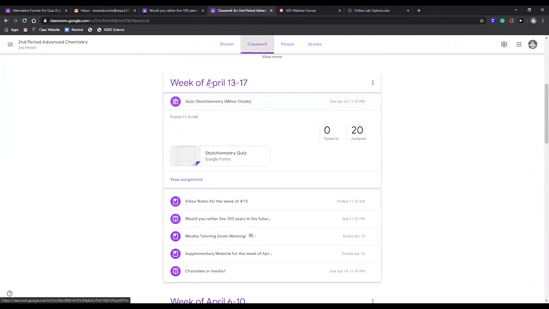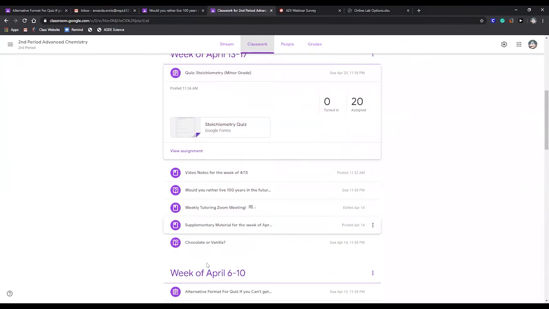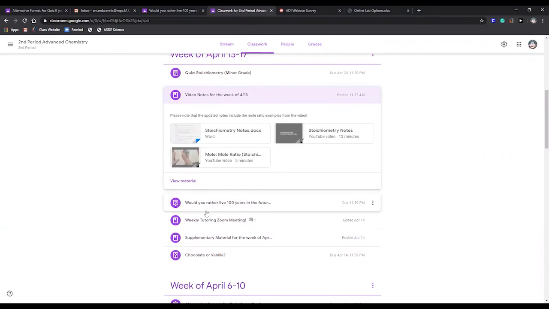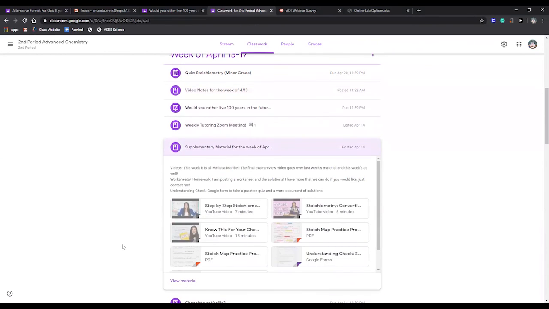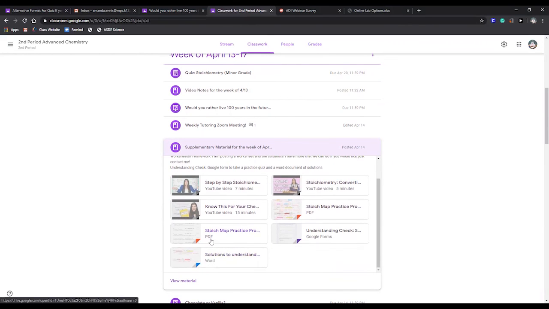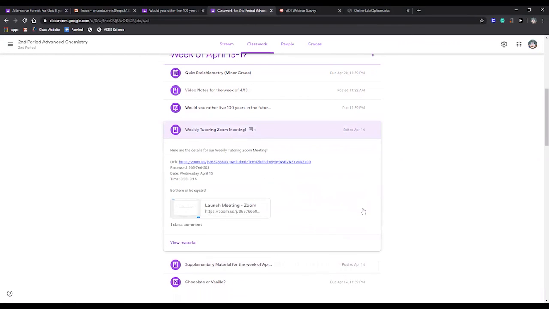Go to Classwork, scroll down, find the week, and look at the material I've laid out. Again, every single week, you should have video notes. You should have supplementary materials. Again, supplementary materials are other people teaching, not me: their YouTube videos, worksheets, answer keys, understanding checks, an invitation to a weekly tutoring meeting if the students would like to attend, and then our questions of the day and our quiz.